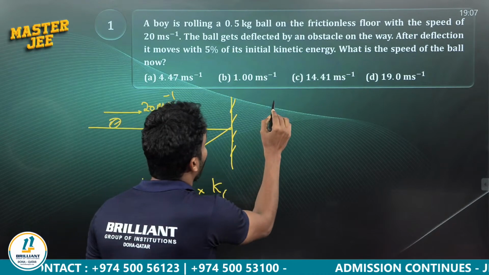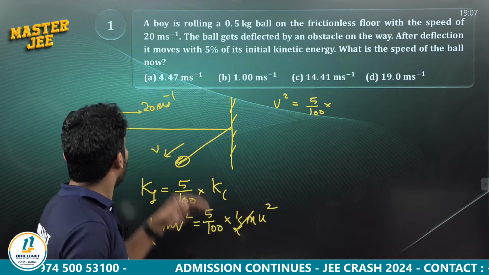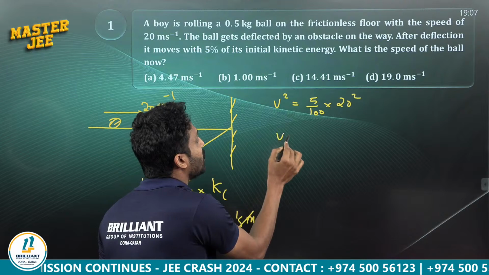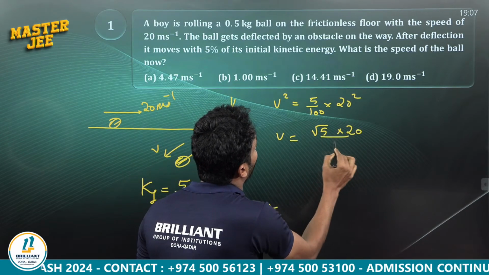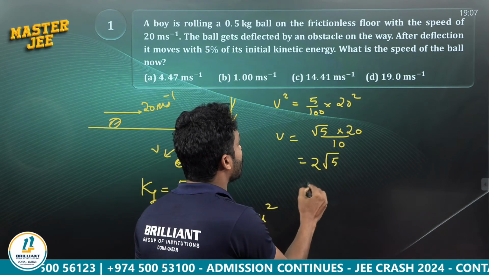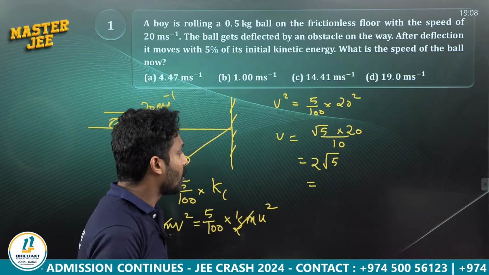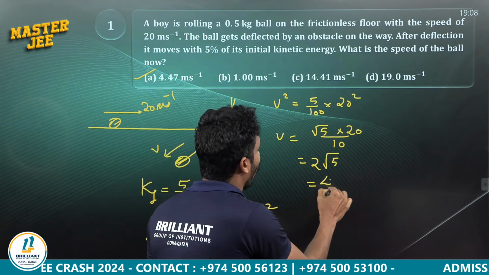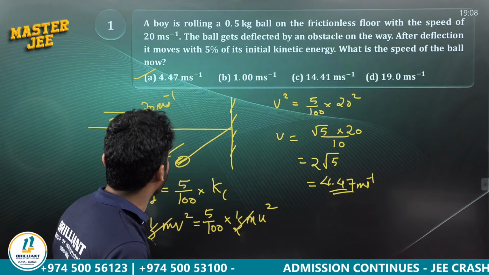We have v square is equal to 5 by 100 into u square. Here u is 20 meter per second, so 20 square. Then v is equal to root 5 into 20 divided by 10, root of 100. That is 2 root 5, which is equal to 2 into 2 point something, since root of 5 is 2 point something. So it will be 4 point something. The answer here is option A, 4.47 meter per second. It's a very simple question.